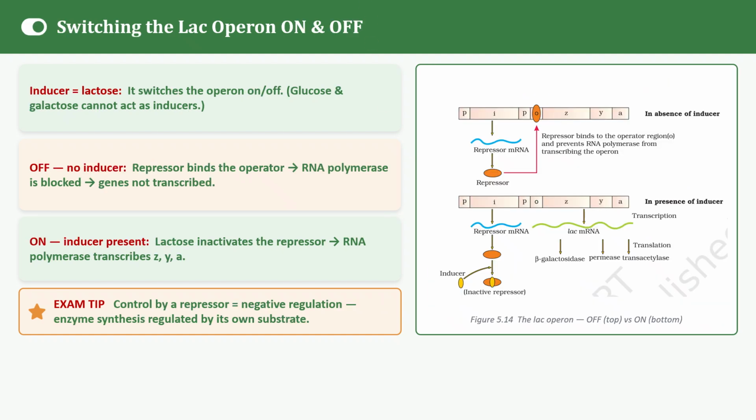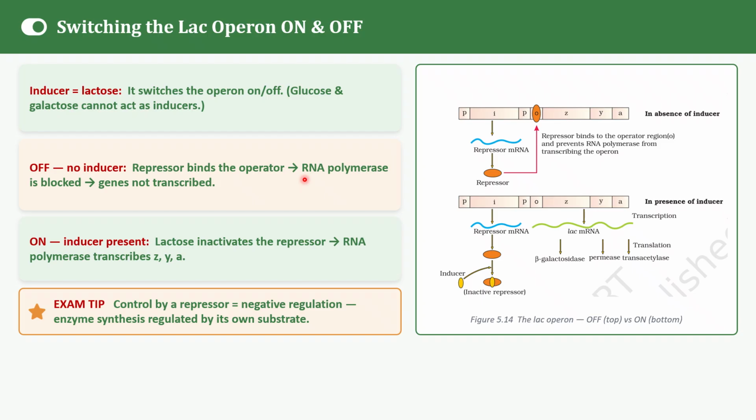Switching the Lac Operon on and off. The Lac Operon is regulated depending on whether lactose is available or not. So lactose acts as an inducer. The Lac Operon can exist in two important states: one is the off state and the other is the on state. So what happens in the off state? When lactose is absent, the I gene produces the repressor, and the repressor binds to the operator, blocking RNA polymerase. Then the Z, Y and A genes are not transcribed, which means the Lac Operon is off.